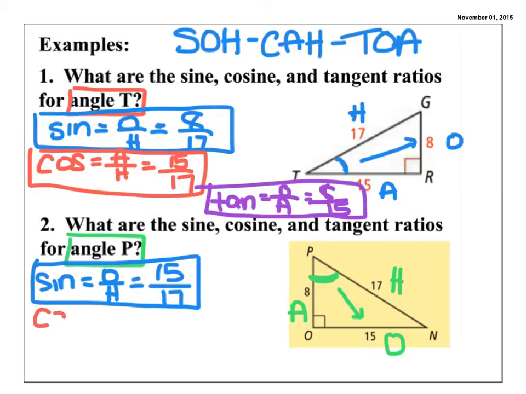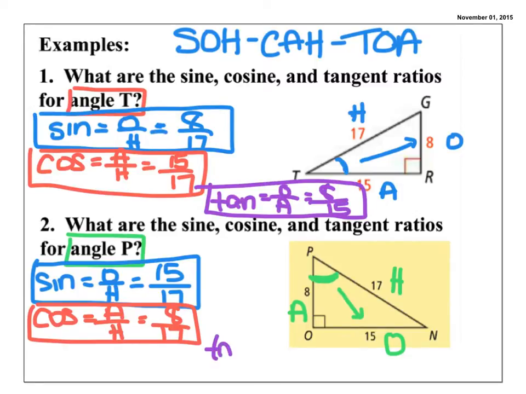Next up is cosine, and that's the CAH part of SOHCAHTOA, so that's adjacent over hypotenuse, and the adjacent side is 8. My hypotenuse is 17. And then lastly, I've got my tangent, and that's the TOA part of SOHCAHTOA, and my tangent is opposite over adjacent. The opposite is 15, adjacent is 8, so that's 15 over 8.